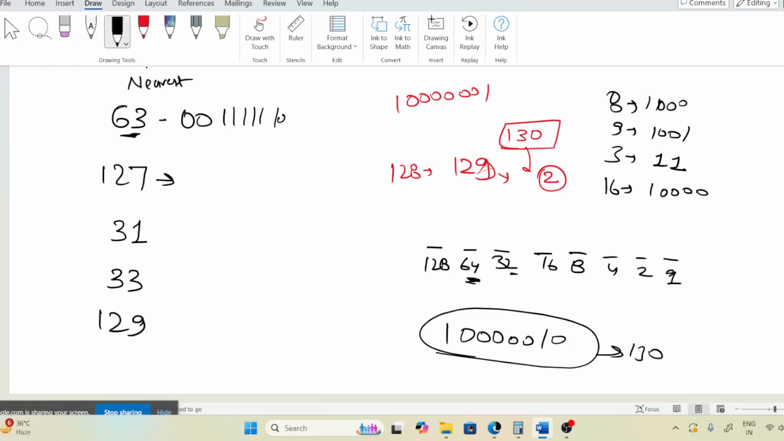So you know that this is 128 and it is very, very near. It means all ones. The remaining will become all ones. So this number will become 127.